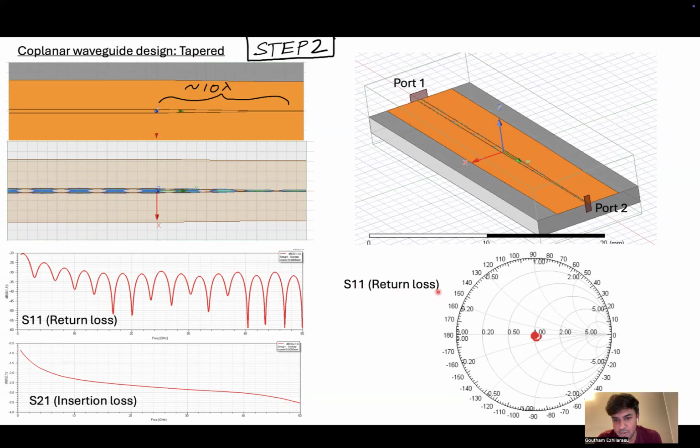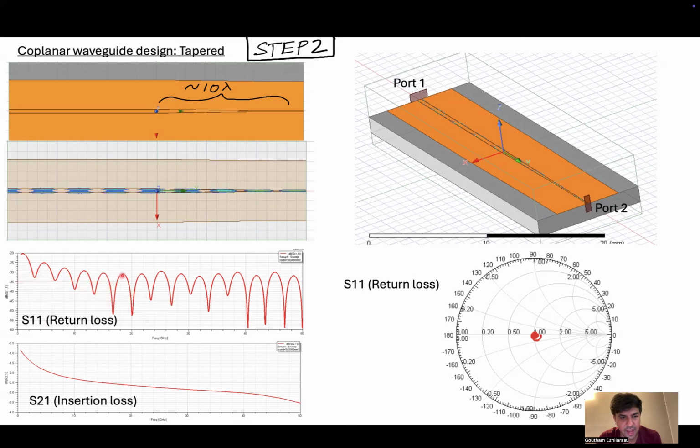The S11, which is the return loss, can also be plotted on the Smith chart. You see here that initially at low frequencies, it has an impedance which could be different from 50 ohms. But as the frequency increases, you see how it goes and settles at 50 ohm impedance, because this link was designed at 50 gigahertz, and therefore at lower frequencies it is not perfectly matched. Once you go towards the higher frequencies, towards the 50 gigahertz where it was designed, you see that it is more perfectly matched.